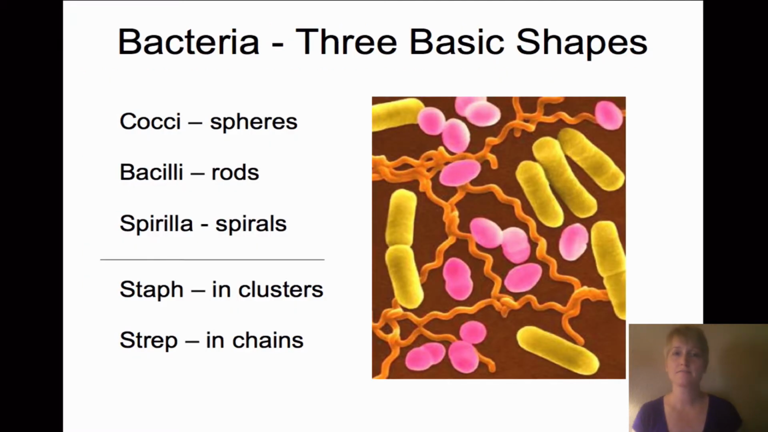So we have some naming systems that we use for the basic shapes of bacteria. We have cocci, which are spheres. They're the round bacteria. We have bacilli, which are the rods. And we have spirilla, which are the spiral shaped. Now, if we put staph in the word when we're naming it, that means it's in clusters. Staph is actually a Greek word that means grapes. And so staph would show clusters of bacteria. And then we also use the word strep, and that means that they're in chains and they're basically linked together one after the other.